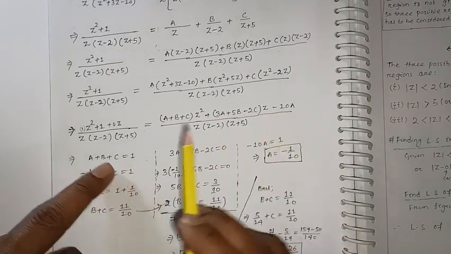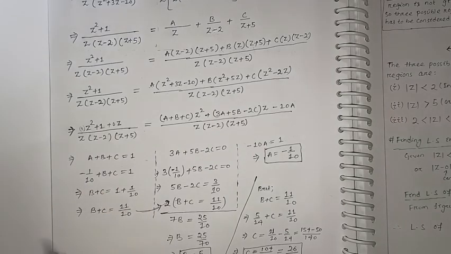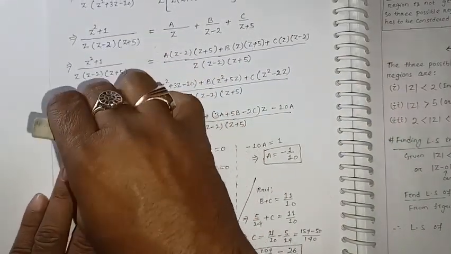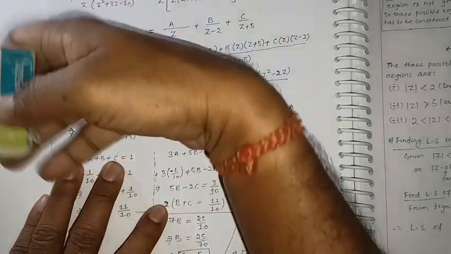Minus 10a is the constant. Here it will be equal to 1. Got it? This is the basic partial fraction work. These things we have already discussed in our previous lectures.